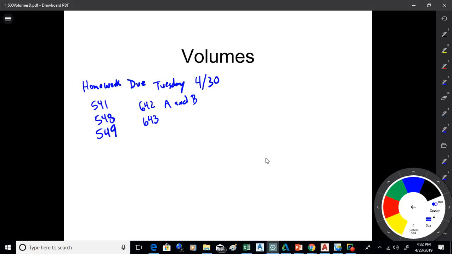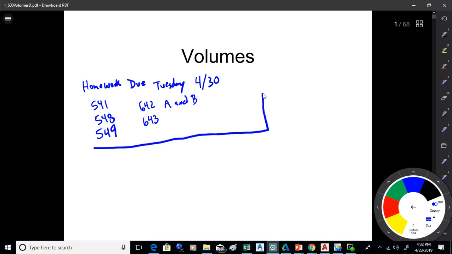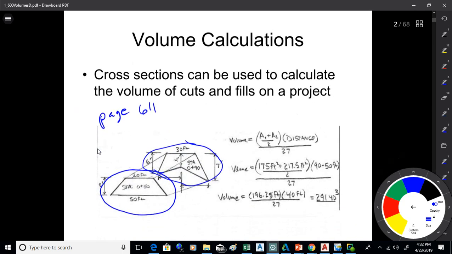All right, we're going to look at volumes here. They're on page 611 of your book. I've listed the homework that's going to be due next week. So there it is. Part of it is the grade staking that we did earlier, and the other part is just stuff on volumes.